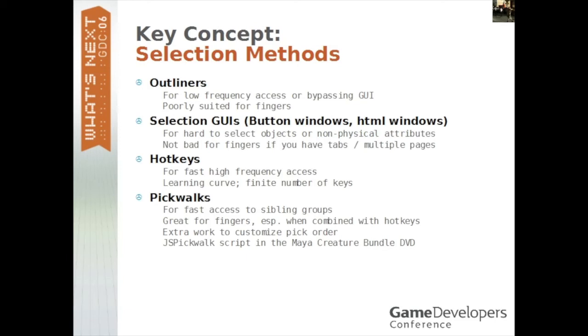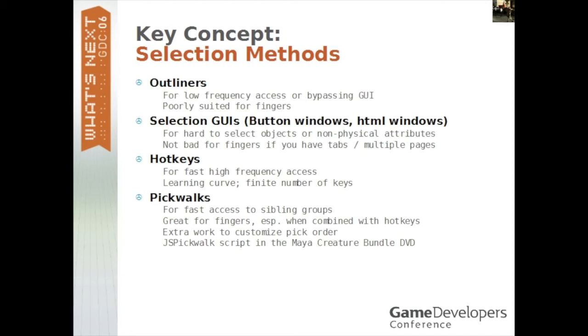And so for that sort of thing, hotkeys and pickwalks are a far better tool because you can definitely get to things quickly and you can just integrate it into the actual act of posing the character. I like to combine these two myself. I like to have a single hotkey that might pick out this finger and then use pickwalks to hop back and forth across the character so I can get to the finger I want.